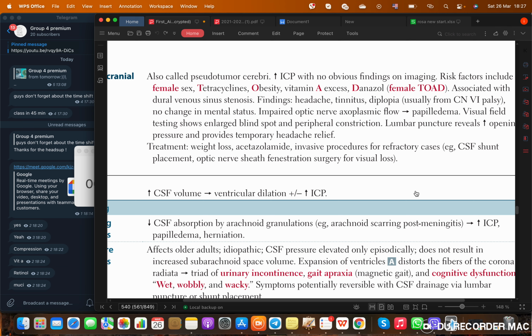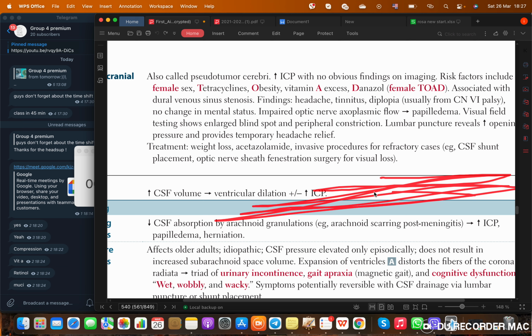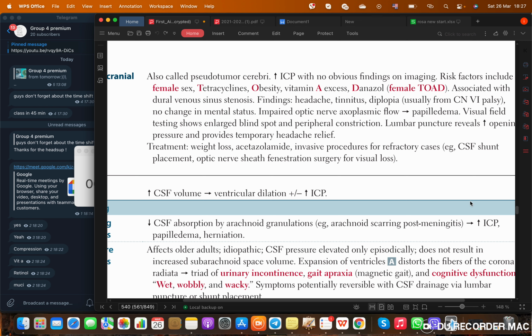So we can say that it can lead to horizontal palsy, right? Horizontal movement of the eye defect. It cannot move it into the horizontal position, like laterally. No change in the mental status, however. Impaired optic nerve axoplasmic flow, which leads to papilledema.